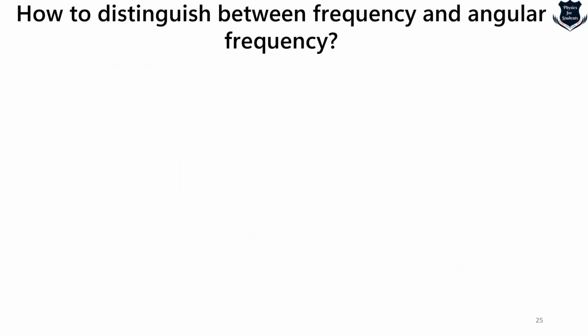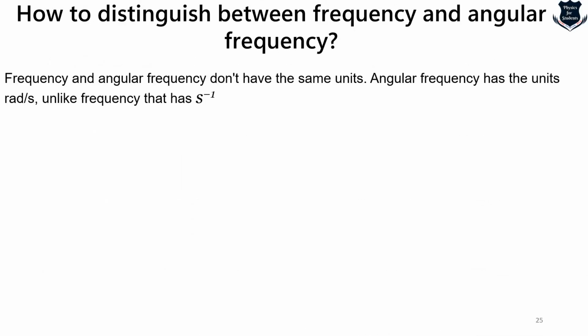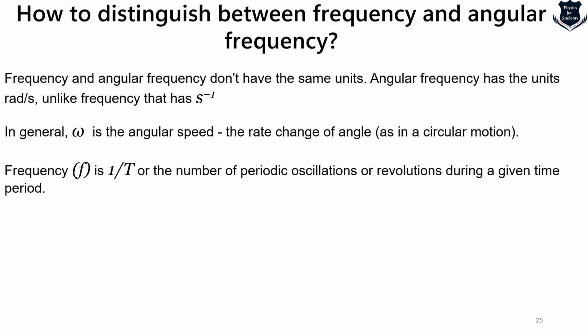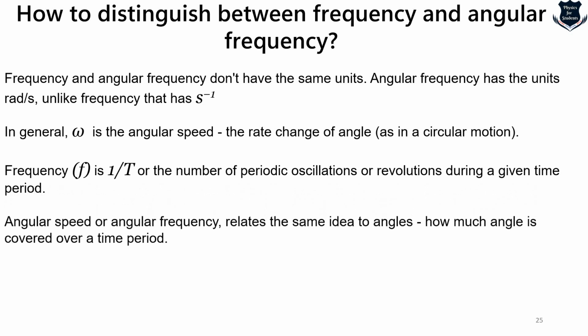To explain things further, here are a few quick points. Frequency and angular frequency do not have the same units. The frequency is 1 over T, or the number of periodic oscillations, while angular speed or angular frequency relates to angles, that is, how much angle is covered in a certain period of time. So these are some of the distinguishing features which, when they come up in your mathematics and further study, let you distinguish between a frequency and an angular frequency.